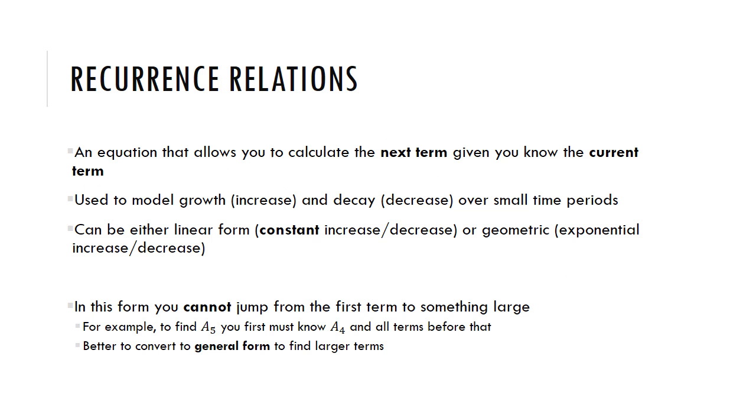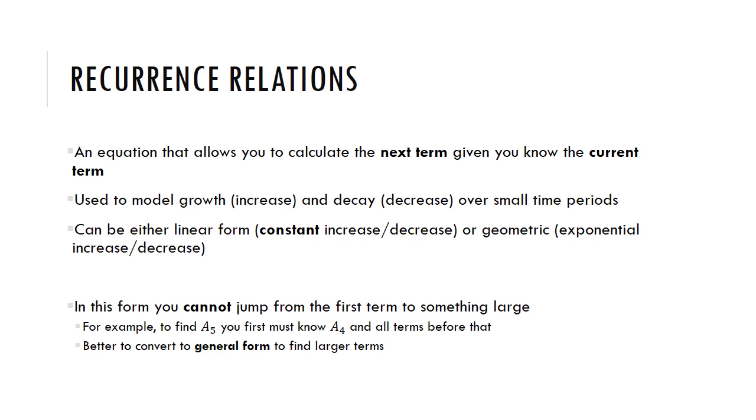So first up, we're looking at recurrence relations. A recurrence relation is an equation that allows you to calculate the next term when you know the current. So this is only useful when you have to find out what the next term or a sequence of values or terms are. If you needed to jump to a larger value, say term 10 or what happens after 20 years, a recurrence relation is a really long way of calculating it.